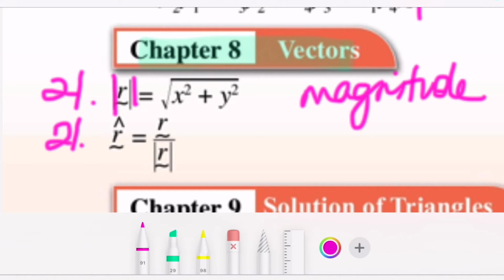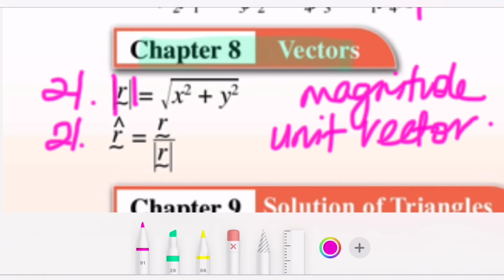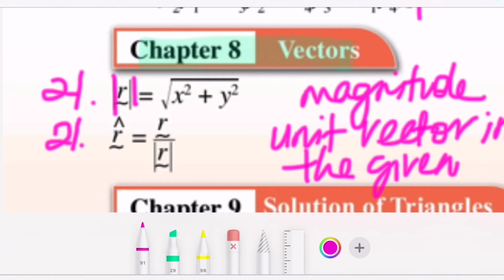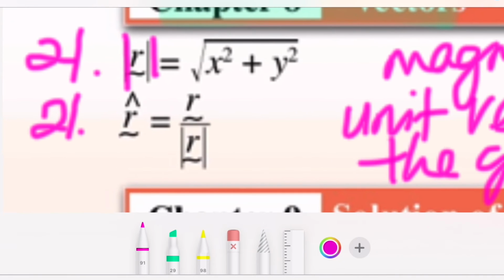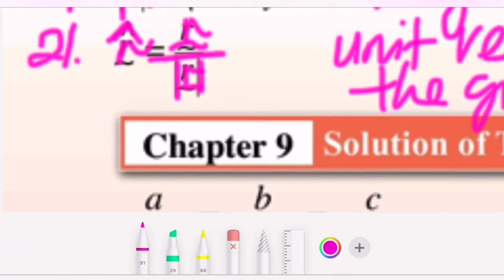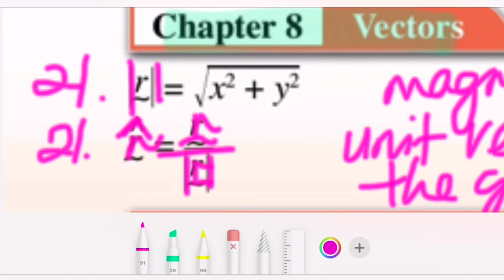22 is the unit vector in the given direction. In the given direction, we always use a vector, and then there is a cap here, right? Then this is the vector over the magnitude of the vector. This is called the unit vector in the given direction. This is formula 22.